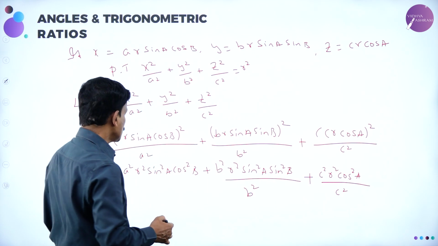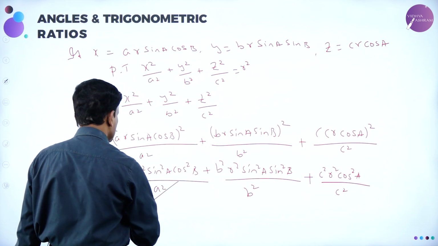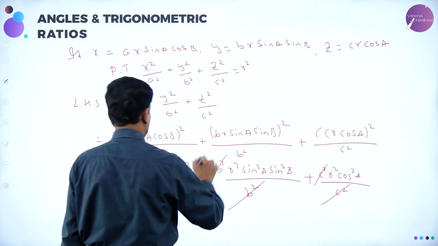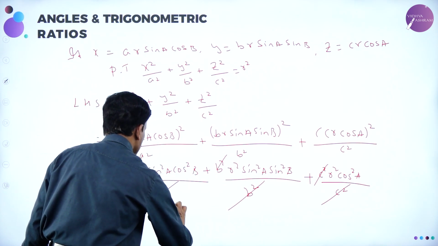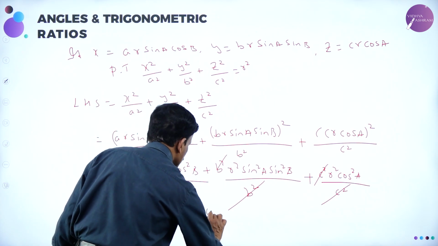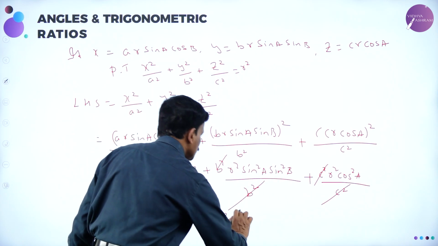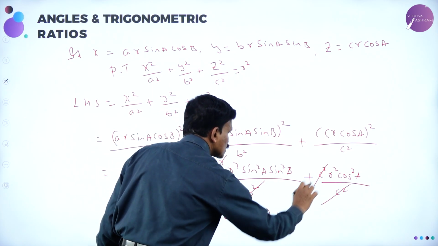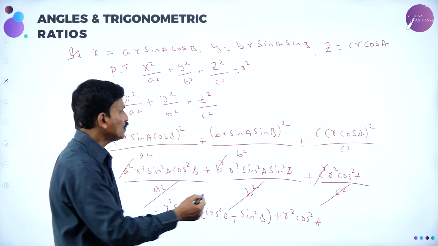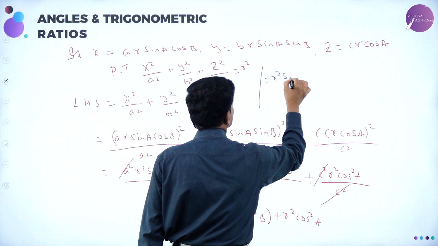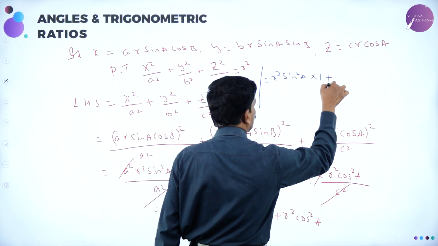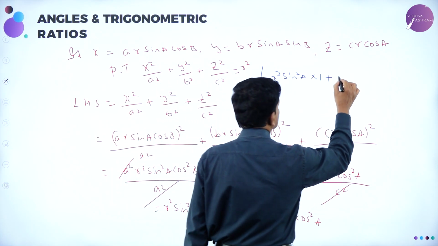Now cancel the terms which get cancelled. Here a square gets cancelled, b square gets cancelled, c square and c square gets cancelled. Now let us make a group. This is equal to, you can take r square sin square a as common factor. What is left over here is cos square b plus sin square b, plus the second part r square cos square a as it is. Now again this can be written as r square sin square a into what is cos square b plus sin square b, that is equal to 1, plus r square cos square a.